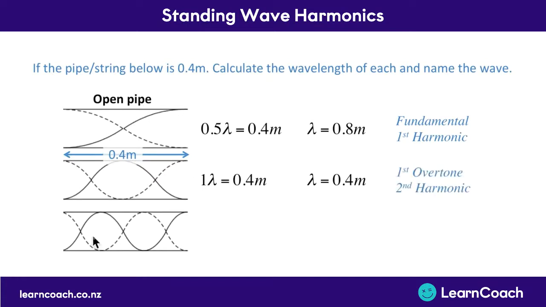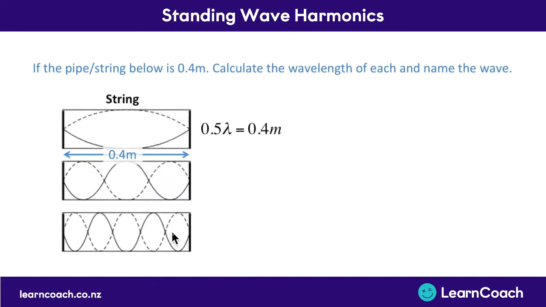harmonic here. Finally, we can see here, we've got 1.5 wavelengths in this pipe, so 1.5 wavelengths equals our 0.4 meters. If we divide both sides by 1.5, our wavelength is 0.27 meters. And then again, we have the second overtone, which is the next most complex one, and the third harmonic, because it's 3 times, or 3 lots of these half wavelengths in here. So that's an open pipe.